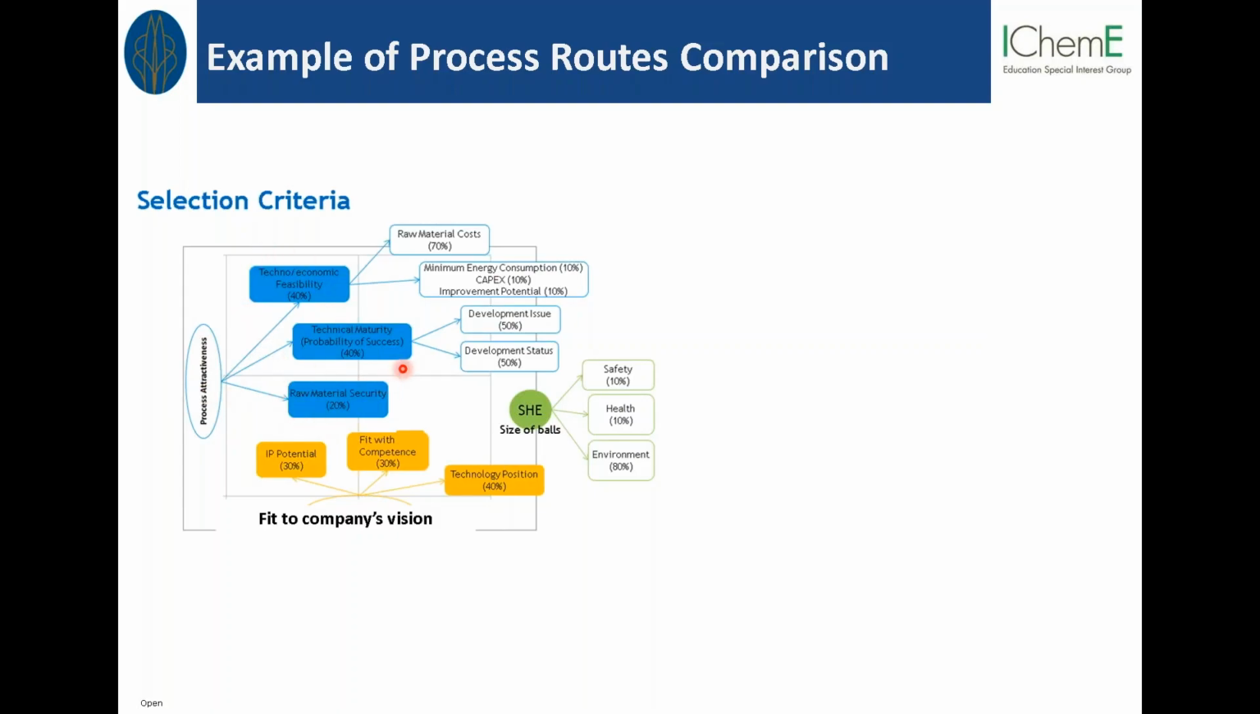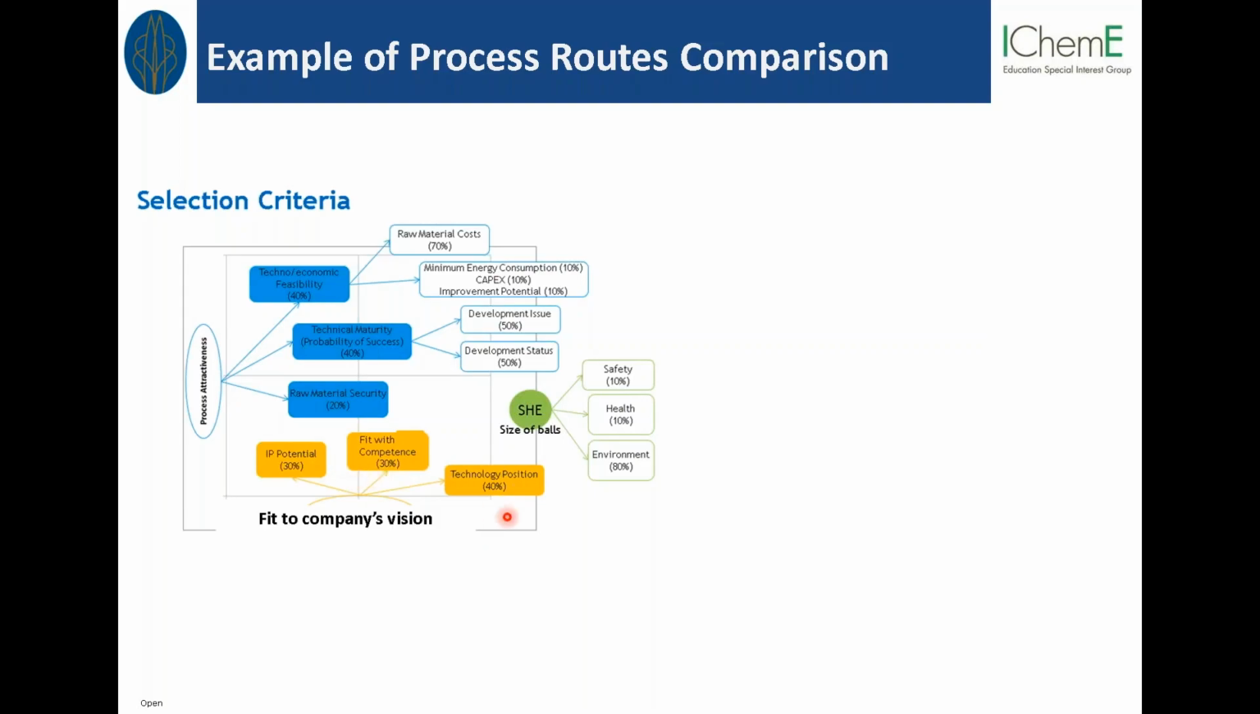Yeah, you can make your own criteria, and then you can also make different names here. And then here we have, for example, does it fit the company's vision? If we have an IP, can we patent? Can we have more technologies? Does this process fit with our current competence, or do we have to outsource more? And can we leverage our company's situation at this point in time?